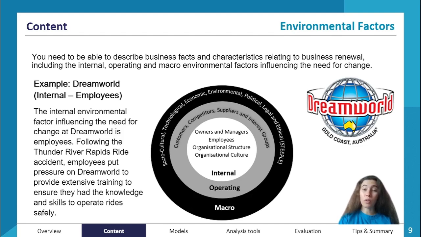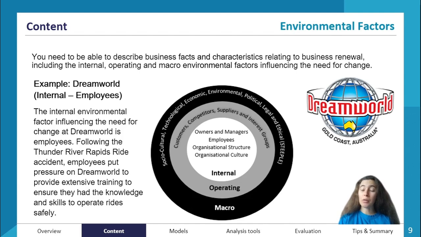So those sorts of things are internal pushes that are going to make a business change the way that it operates. Of course, in this case, like in many cases, you're going to have more than just one. So while employees did push for change in this case, you've also got other sort of stakeholders who would have pushed for change here as well. So interest groups in terms of all of the different investors in Dreamworld, authorities, and sort of the legal system as well.